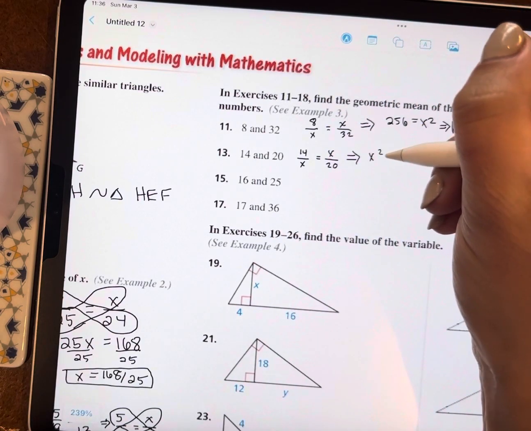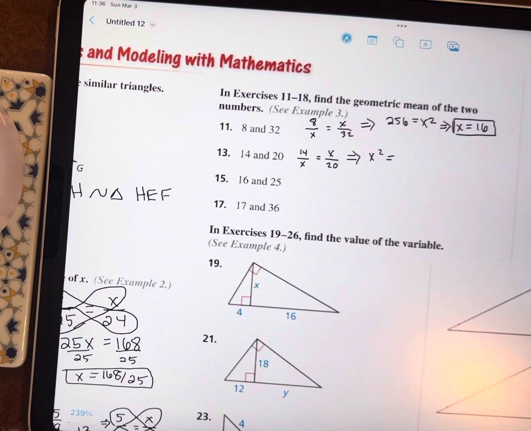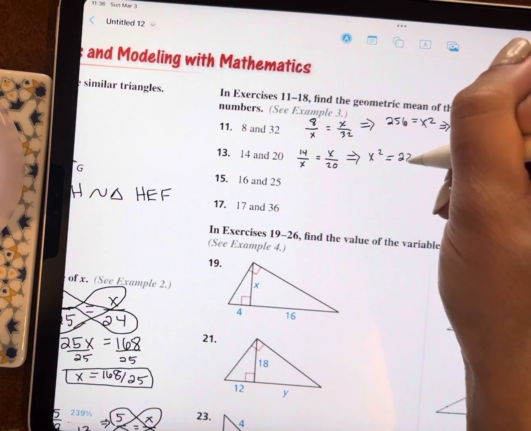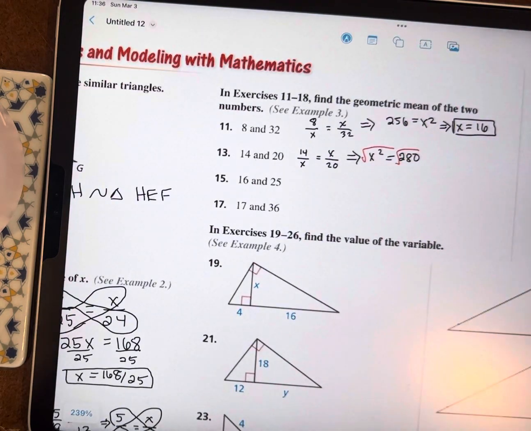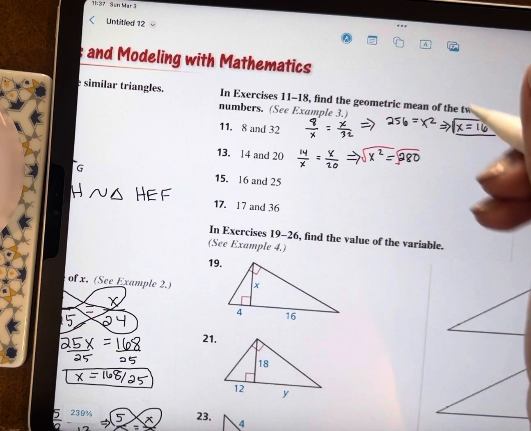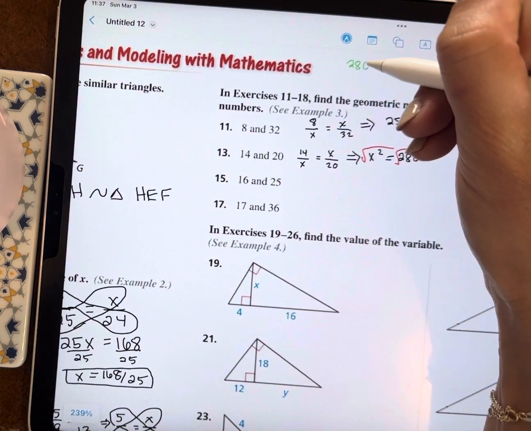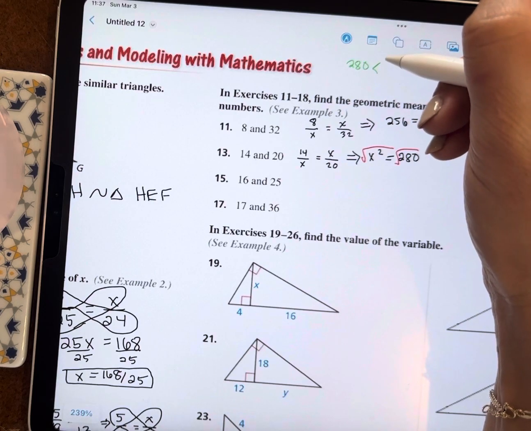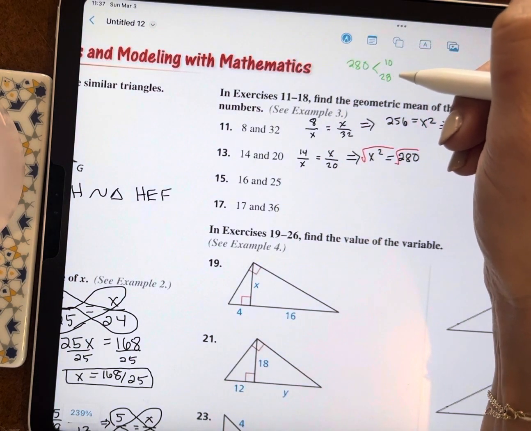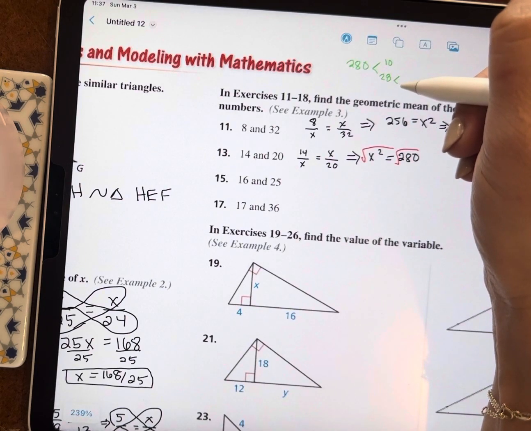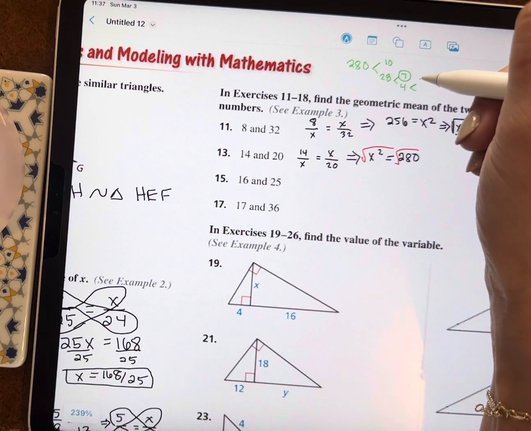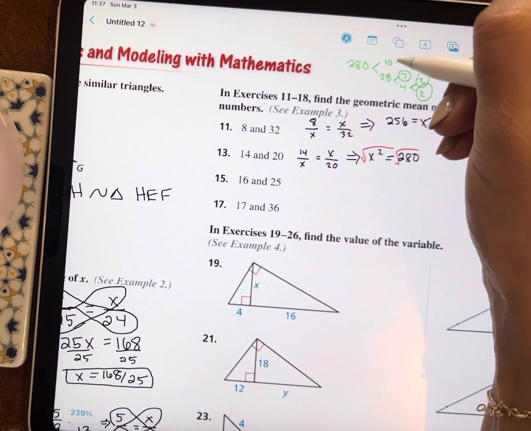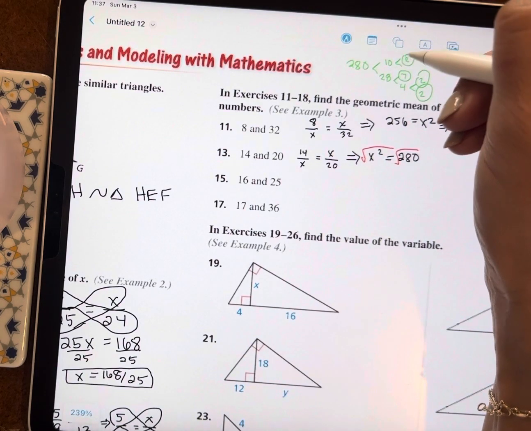And when I cross multiply, I get x squared equals 14 times 20, which is 280. And then when I square root both sides on this, I've got to do a factor tree. So let's do that off to the side, maybe up here. 280, I can tell that that's 10 times 28. And 28 I can tell is 4 times 7, and 7 is prime. 4 is 2 times 2, and 10 is 2 times 5.